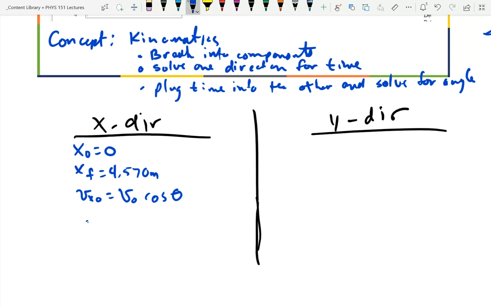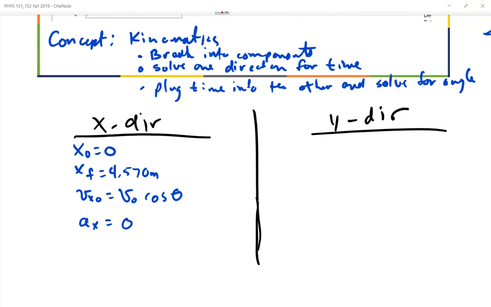And what about acceleration in the x direction? Okay, going to the y direction. What's y initial?